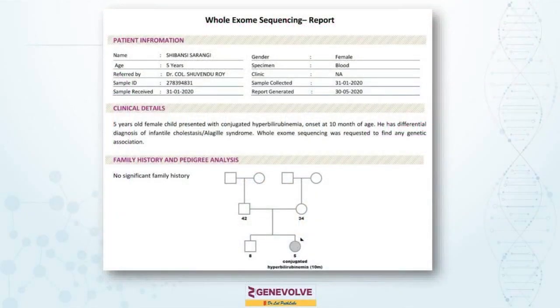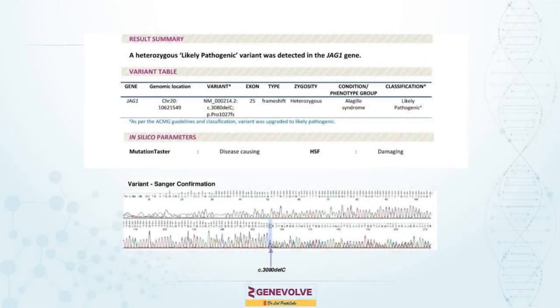This is the kind of report we give: we give you a pedigree chart, and we also tell you that this is the mutation which has been found, and depending upon what the guidelines are, whether it is pathogenic or likely pathogenic. We also confirm this mutation by Sanger sequencing. Sanger confirmation is actually required only when we see a low depth scenario, or if it is in a region where we are not very sure whether it is there or not. Then we definitely go in for Sanger confirmation.